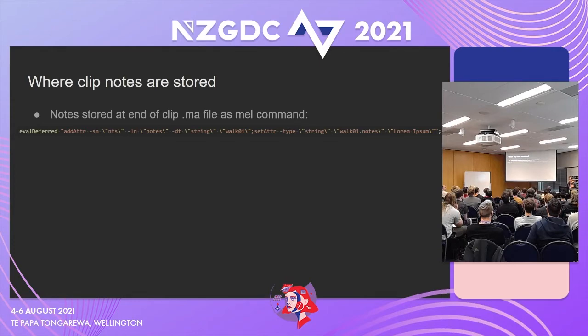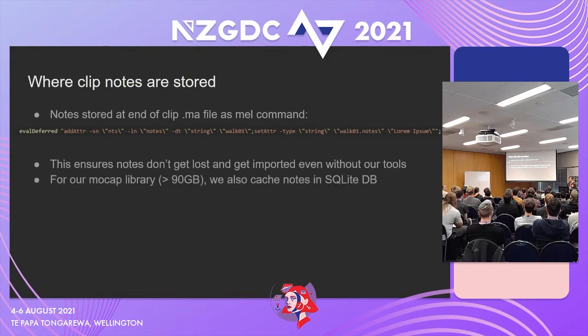So this worked great for searching through projects and grabbing notes for animation files, but there was a problem, and it was with our mocap library. It was over 90 gigs, and it just wasn't going to work scanning through all those files and trying to read all those notes. So I wrote another script that would just trawl through that and store all that in an SQLite database.